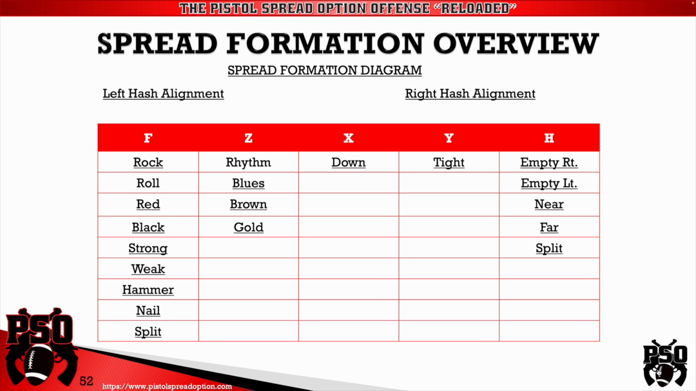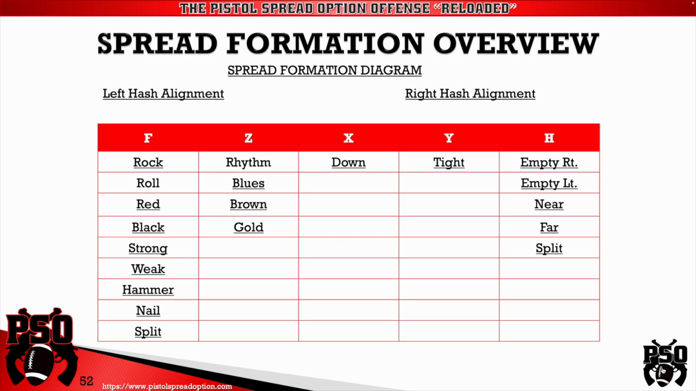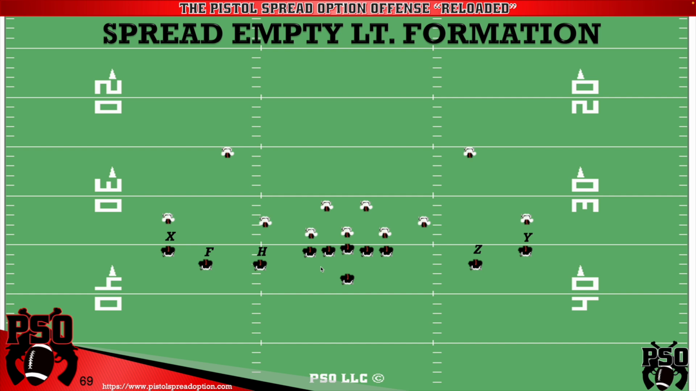The last person we need to talk about in this is the H. He's got a few calls. Split, which we've already reviewed. So we're going to go to empty right and empty left, and it is exactly as it sounds. This is an empty backfield. Empty backfield to the right would be spread empty right. The H now comes over to the slot to the right side. Spread empty left, he would go to the left side.